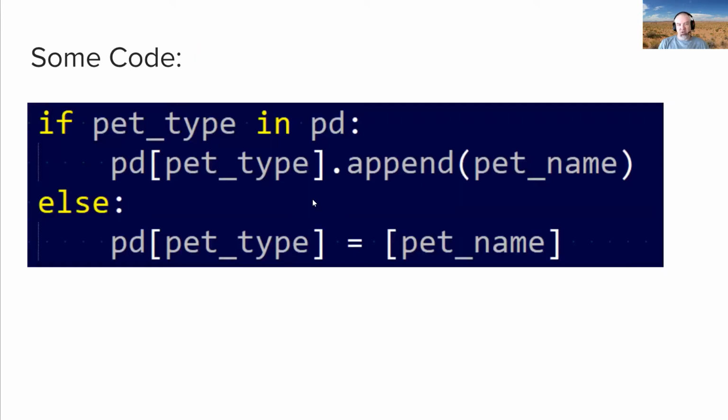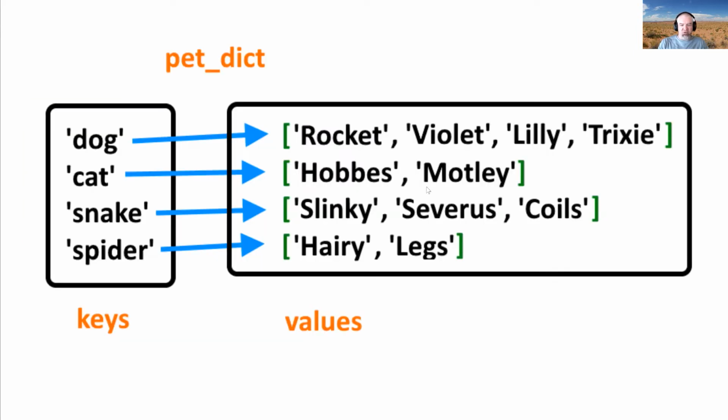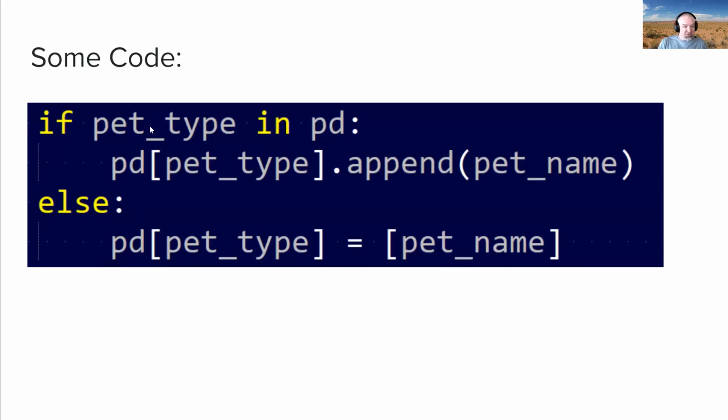So essentially, this is some code that allows you to update your dictionary in a way that's appropriate for this kind of situation, where you want to either update an existing list or create a new key value pair, depending on whether or not that key already exists in your dictionary, right? So essentially, that's what this code does. It's checking if pet type is in PD. So does this new pet type, this new key, already exist in my dictionary PD?